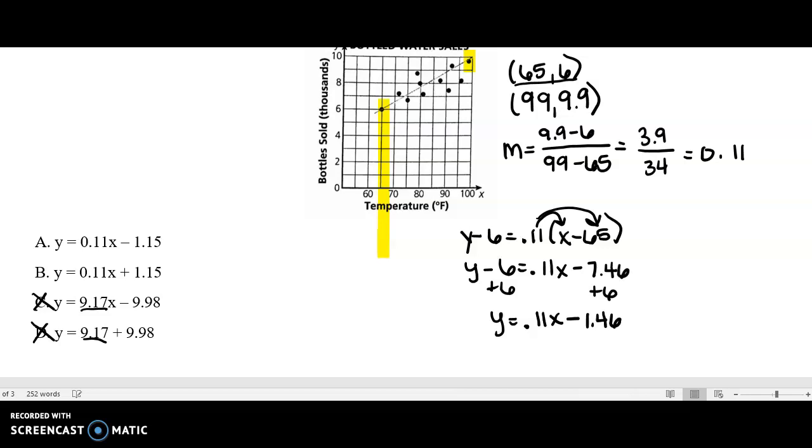Why don't they match up? One of the reasons could be that we approximated this 9.9, but if I had to have a multiple choice, which one would you pick? Well, we would pick A, because we know that our B, even though it's off by just a little bit, is still going to be negative.